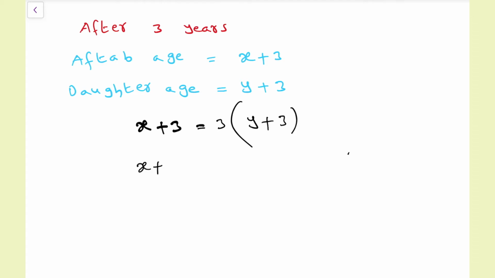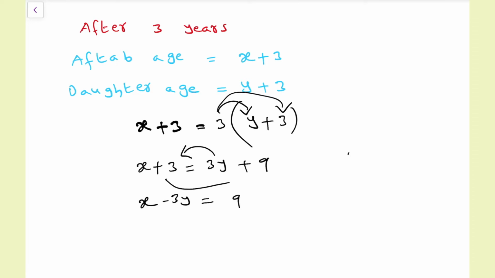X plus 3 equals to 3 into Y, 3Y plus 3 into 3, 9. Taking constants one side, variables one side. X as it is, bring plus 3Y to the left side, so it will become minus 3Y equals to 9 as it is, plus 3. If you take to the other side, it becomes minus 3. X minus 3Y equals to 9 minus 3, 6. This I am keeping aside as equation number 2.